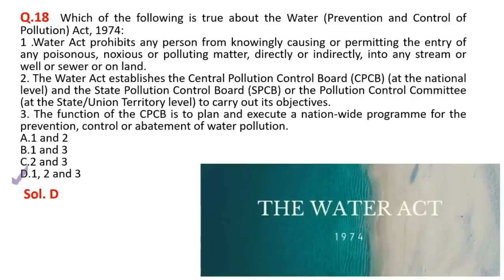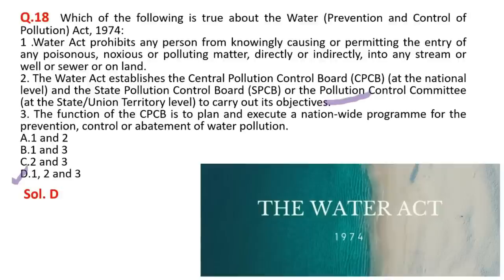The Water Act prohibits any person from knowingly causing or permitting the entry of any poisonous, noxious or polluting matter directly or indirectly into any system, well, sewer or on land. Second point is, the Water Act establishes the Central Pollution Control Board at the national level, the State Pollution Control Board at the state level, and the Pollution Control Committee at the state or union territory level to carry out the objectives of this Water Act.